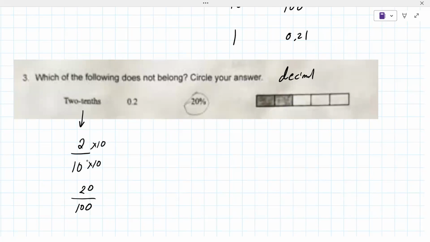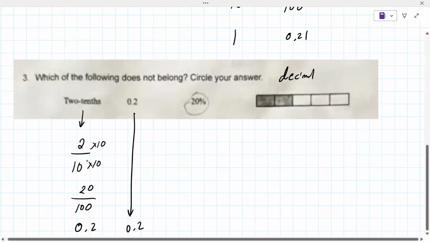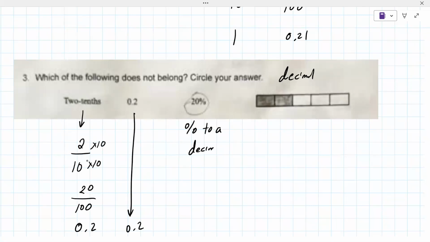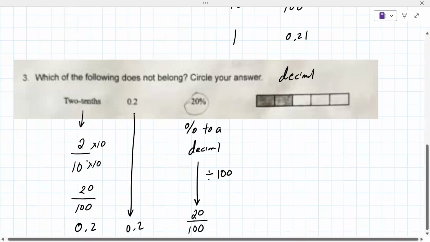0.2. Okay. And this is already 0.2. How do you go from a percent to a decimal? That one I have no idea. We talked about this last time. You divide by 100. Okay. 20 divided by 100, what does that become? 0.2.